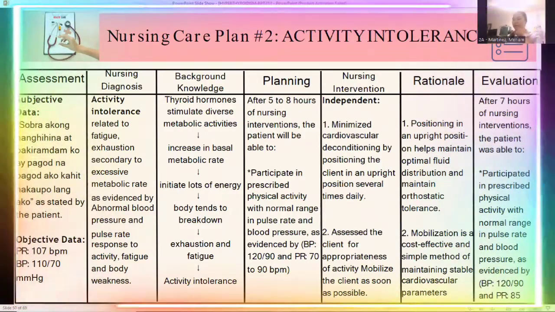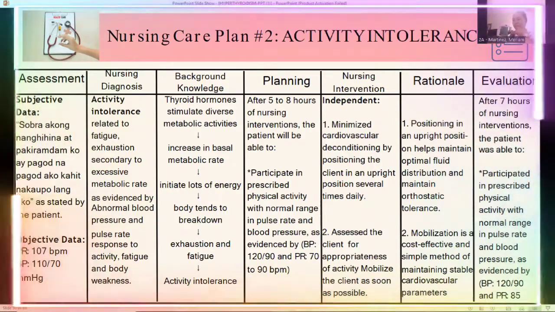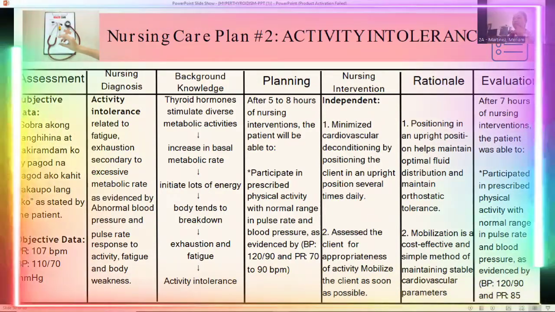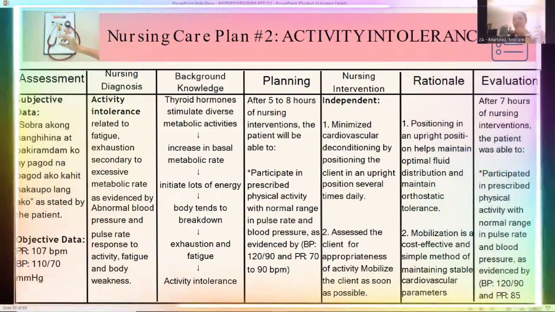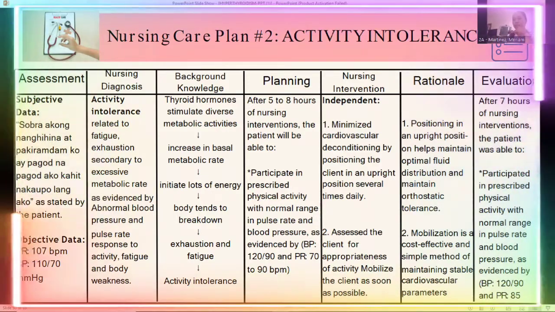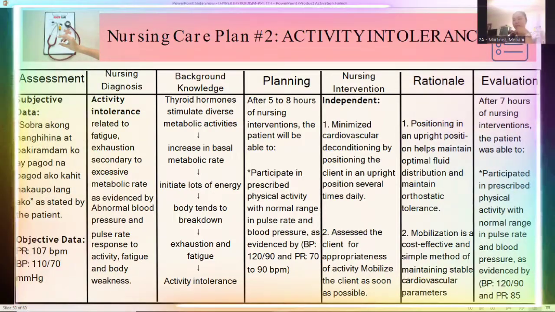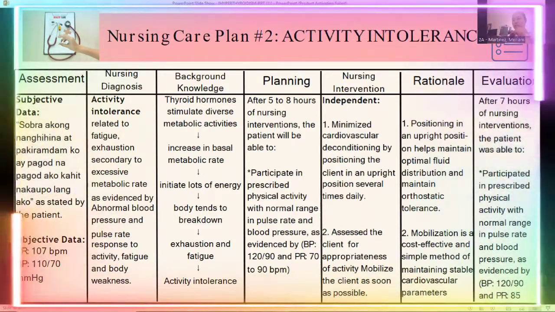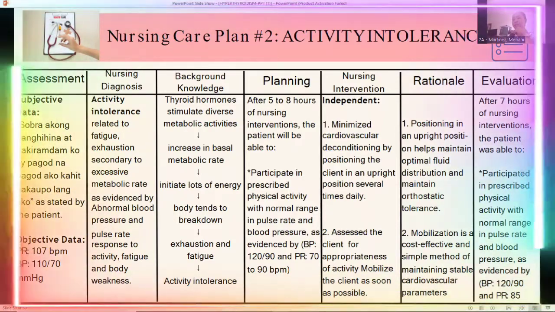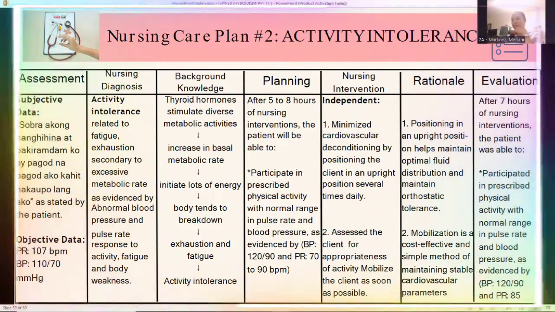For the background knowledge, thyroid hormones stimulate diverse metabolic activities that lead to an increase in basal metabolic rate, which uses up lots of energy, makes the body tend to break down, and leads to exhaustion and fatigue. And then there is activity intolerance.